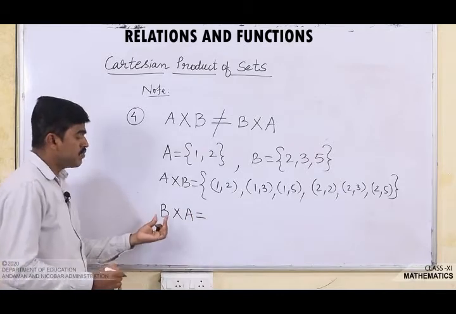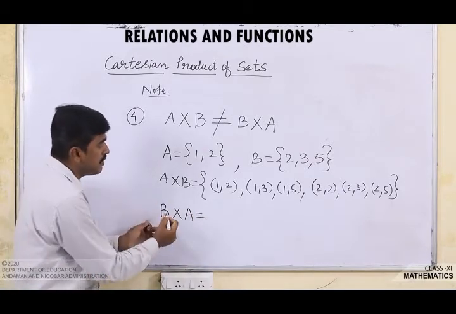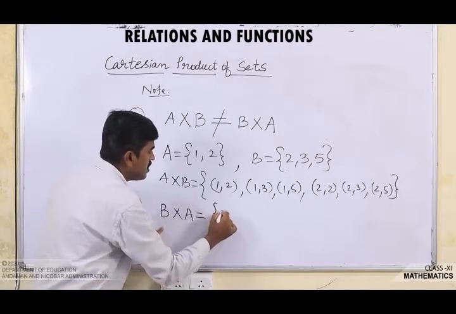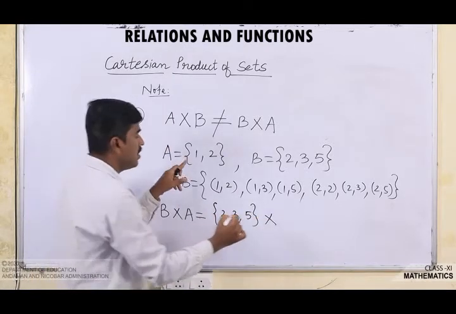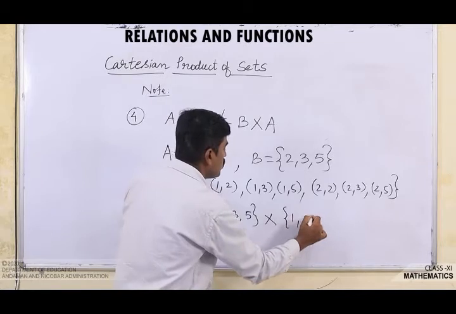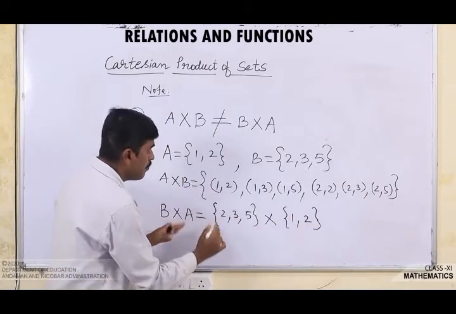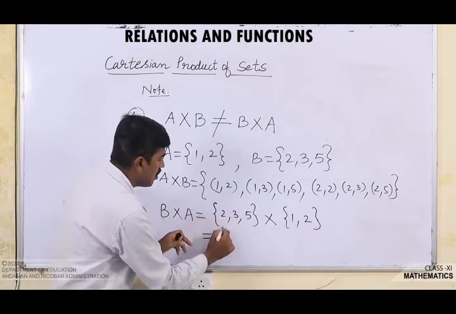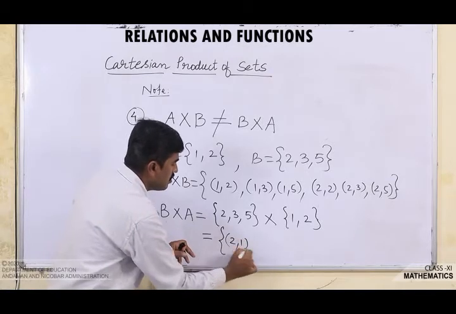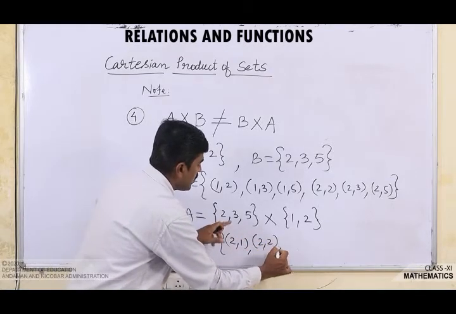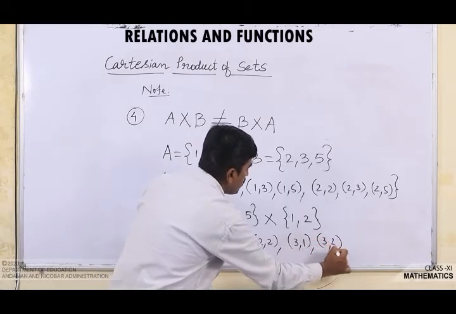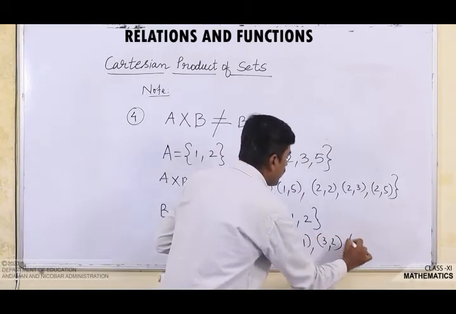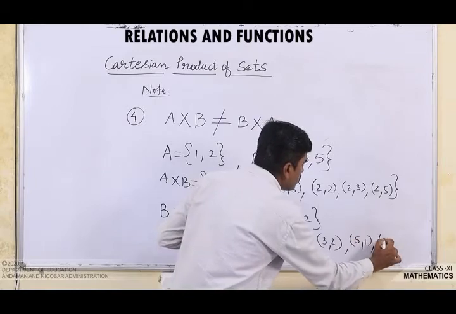B cross A means we have to take the first set B. So B is the set {2, 3, 5}, then cross A. A is {1, 2}. Now make ordered pairs from B to A. That is the ordered pairs (2, 1), (2, 2). Then take 3: (3, 1), (3, 2). Then (5, 1), (5, 2).